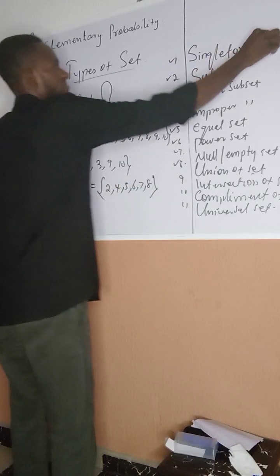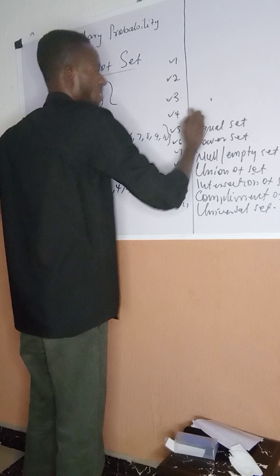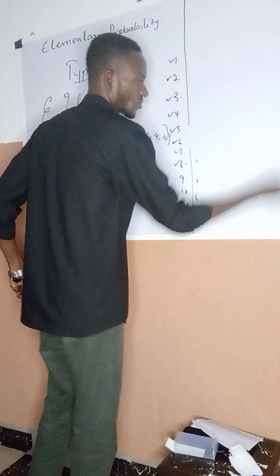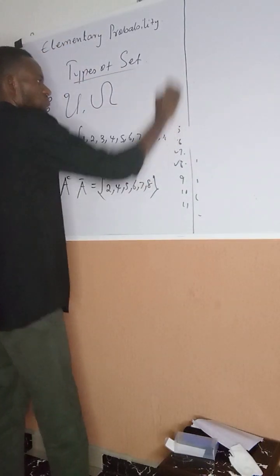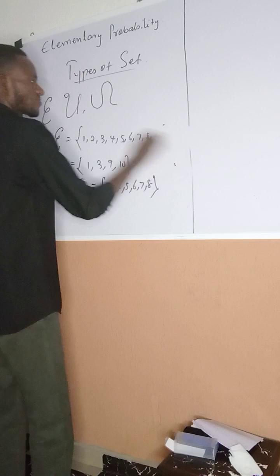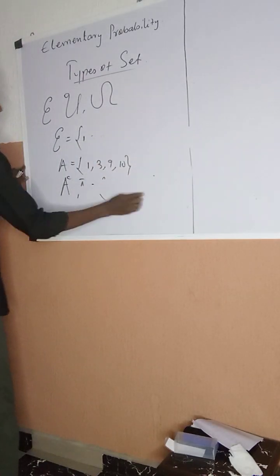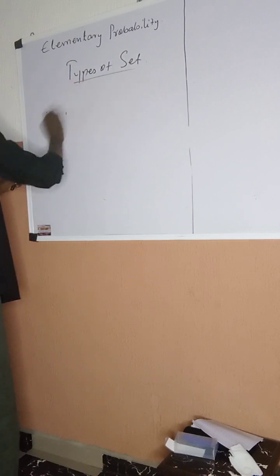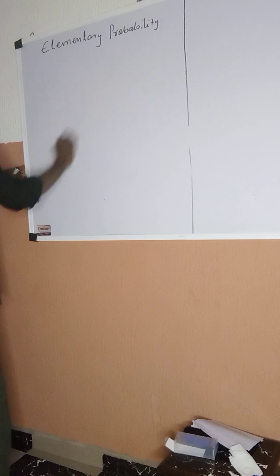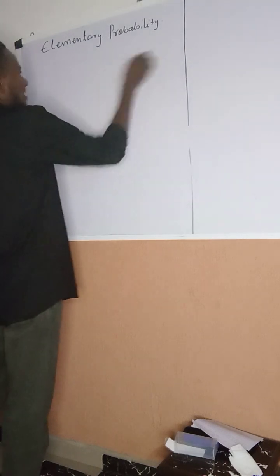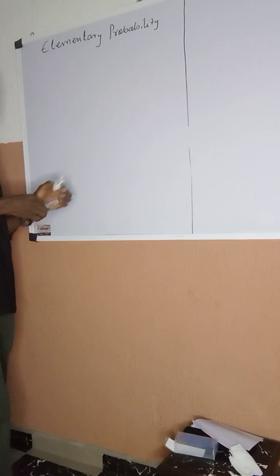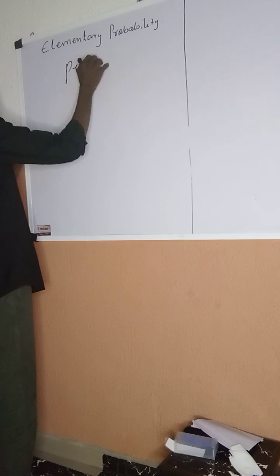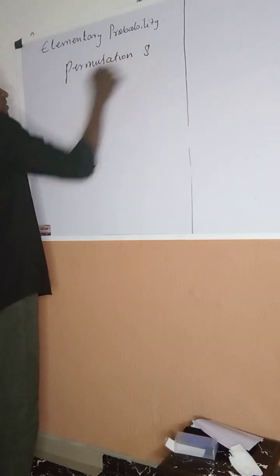So permit me to clean here. We are going somewhere gradually. I say it's what we call permutation and combination.